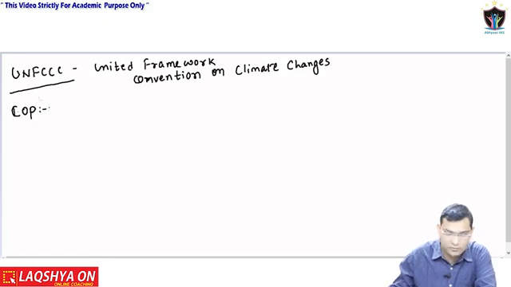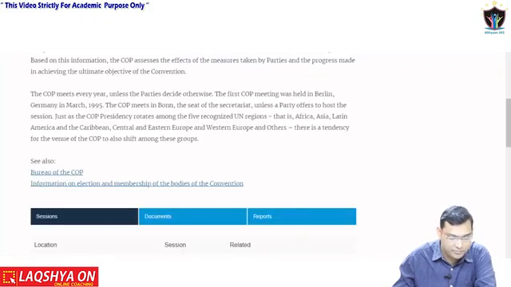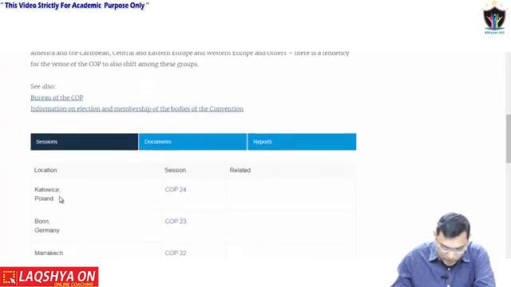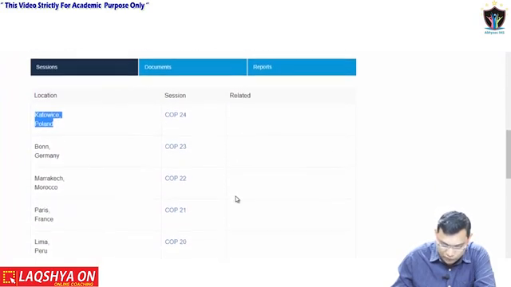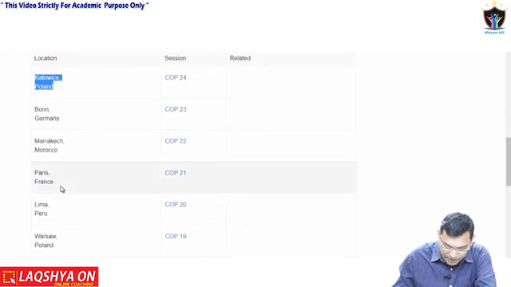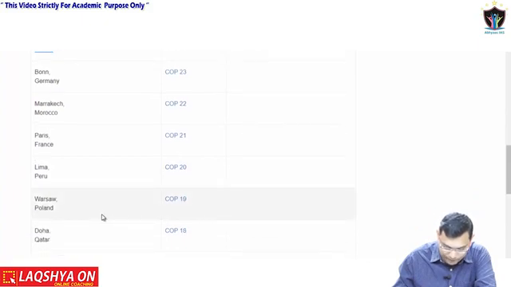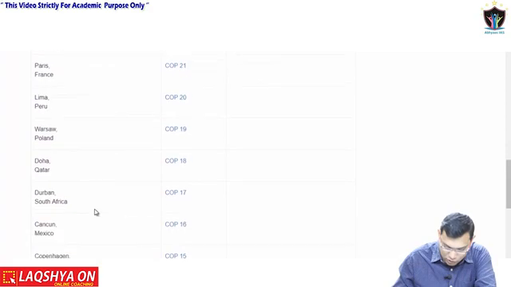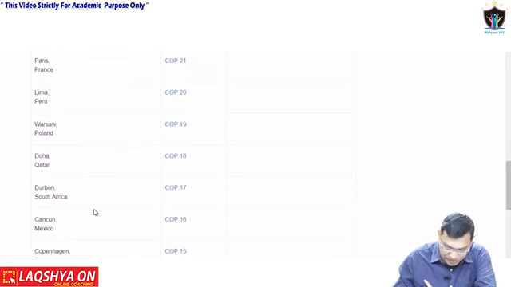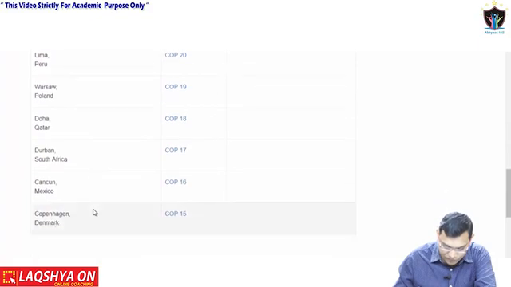Conference of Parties. Recently a Conference of Parties was held. See, Katowice, Poland. COP24 is Katowice, Poland. Before that, the 2017 Bonn Conference in Germany, and Morocco COP22, COP21 Paris, COP20 Lima, Peru, COP19 Warsaw, Poland, COP18 Doha, Qatar, COP17 Durban, South Africa, COP16 Cancun, COP15 Copenhagen.